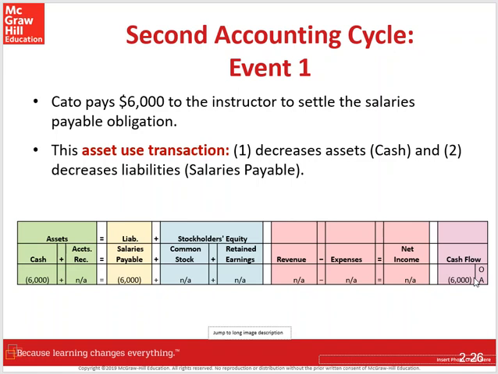One thing I do want to point out is that we don't expense the $6,000 again. It was already expensed in the period in which it was incurred, which was the first accounting cycle, year one.